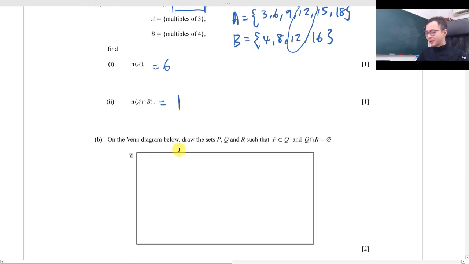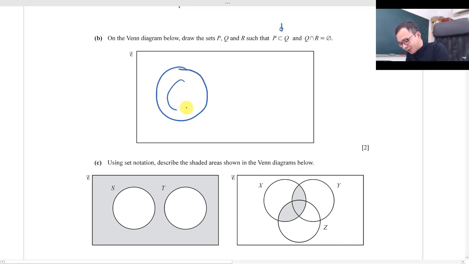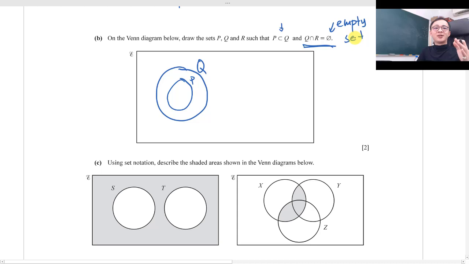Alright, so quite simple. Okay, on the Venn diagram below, draw the sets P, Q, R, where P is a subset of Q. What does subset mean? Subset basically means P is inside Q, so Q will be outside of P. So this is how we do P is a subset of Q. Then another piece of information: this one is the empty set. Empty set means they do not intersect each other. So Q and R do not intersect, which means R must be somewhere here. Just like that, it's quite simple.